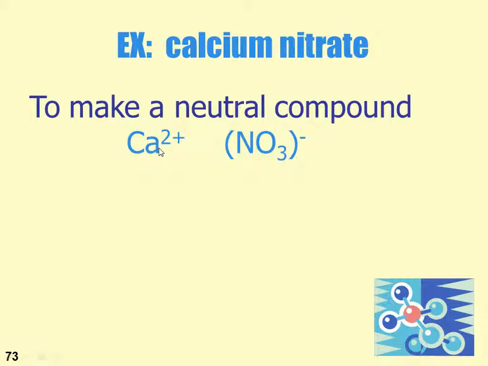So here we have calcium with its 2+ charge and nitrate with its -1, and the goal of an ionic compound is always to make the compound neutral. But with 2 positive charges and 1 negative charge, this is not a neutral compound. To fix this, we must add another nitrate, and now we have 2 positive charges and 2 negative charges. The charges must be equal and opposite and add up to 0 to form that neutral compound.